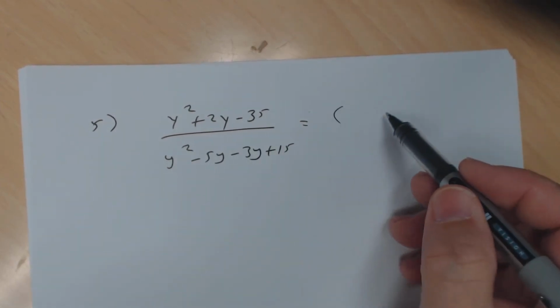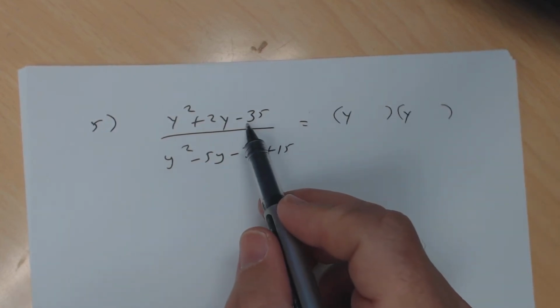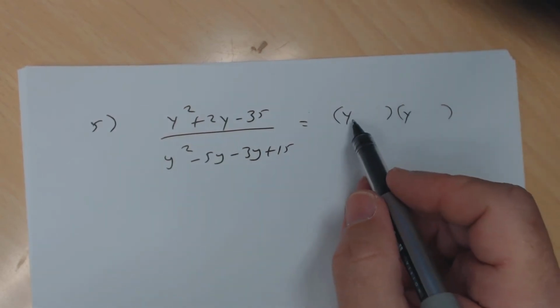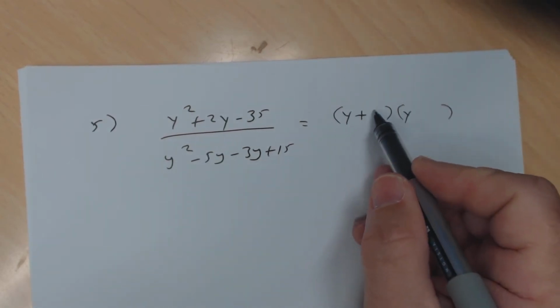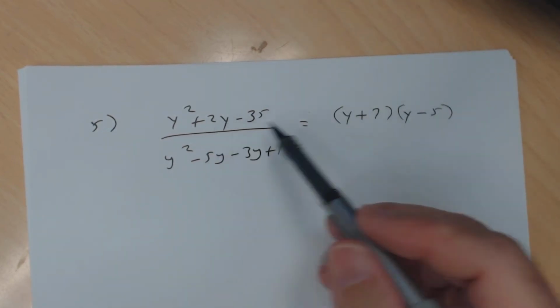But the numerator, when I factor this as 2 binomials, I'm going to get y. And I need a negative 35 here, and I need the sum to be 2y. So the only thing that would work would be a plus 7 and a negative 5. And always check yourself. y times y is y squared.